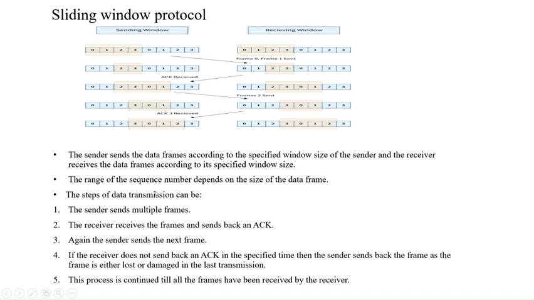Now, the steps involved in the process are: first, the sender sends multiple frames. Then, the receiver receives the frames and sends back an acknowledgement. Here, we can see that the receiver sends an acknowledgement regarding the frames sent. Then, the sender sends the next frame. If the receiver does not send back an acknowledgement within a specified time, then the sender sends the frames again, as the frames are considered either lost or damaged in the last transmission. This process continues till all the frames have been received by the receiver.